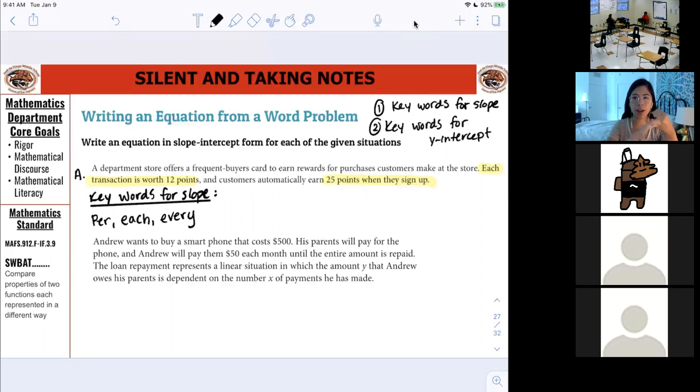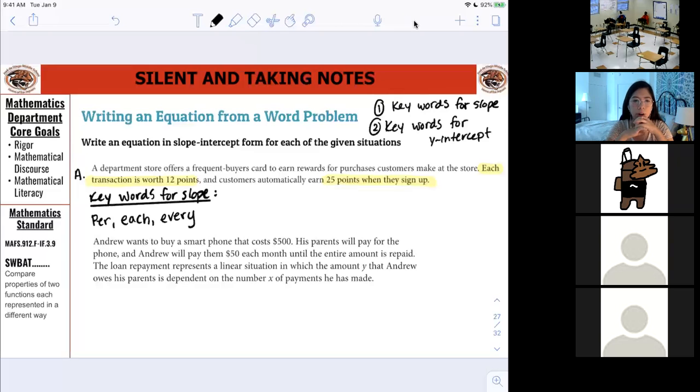And then each and every are just like synonyms for per. They all mean the same thing. So instead of saying miles per hour, it would be miles each hour or miles every hour. Those all kind of mean the same thing.